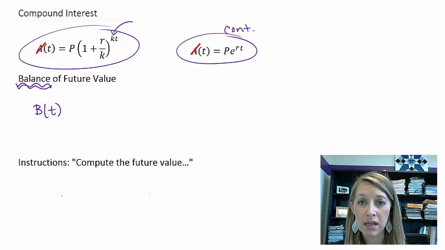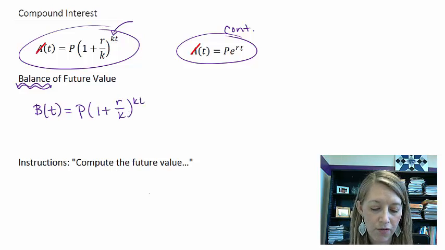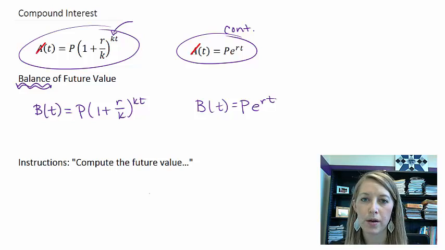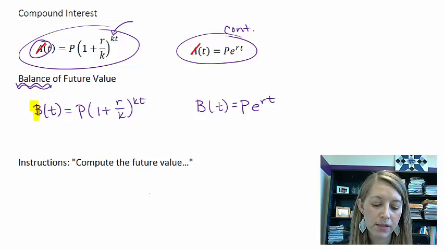The balance at the end of a certain time frame is going to be this here. So exact same formula, I'm again just switching variables. And it's going to be the exact same thing if I were to compound it continuously as well. So instead of letting A represent amount, we're going to let B represent our balance.